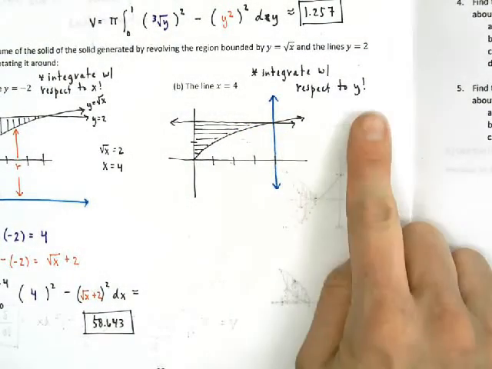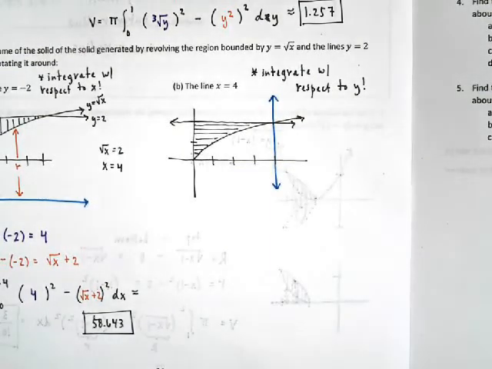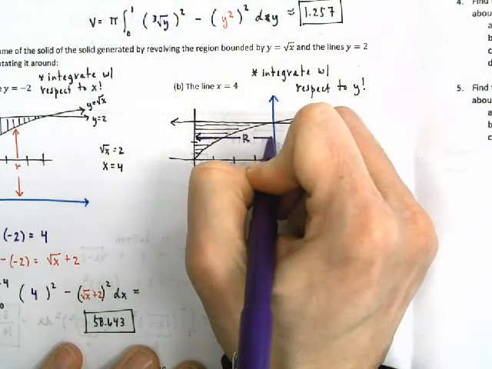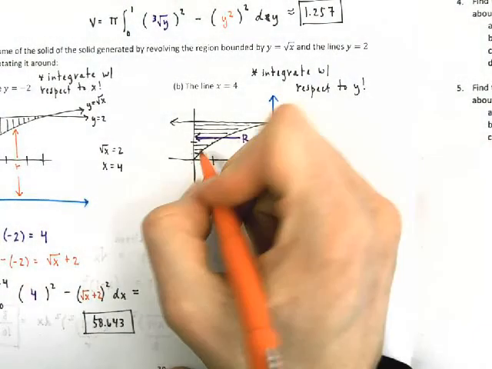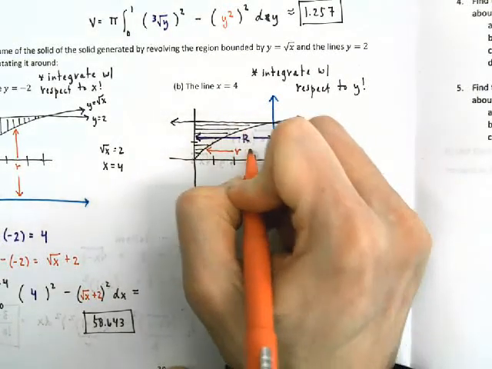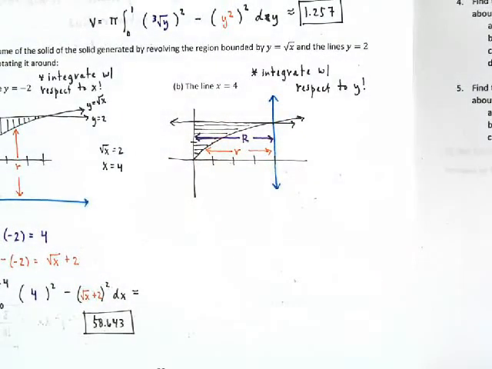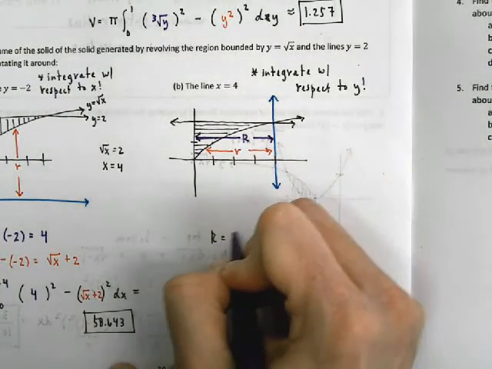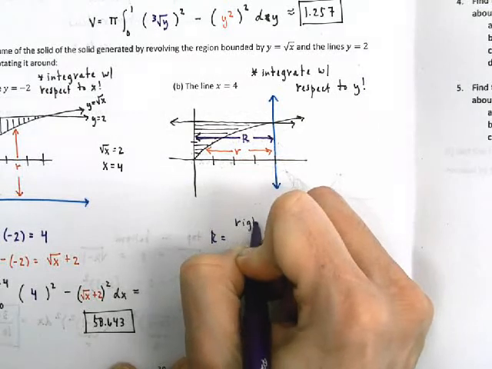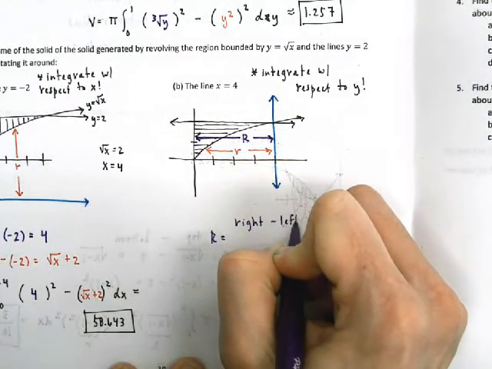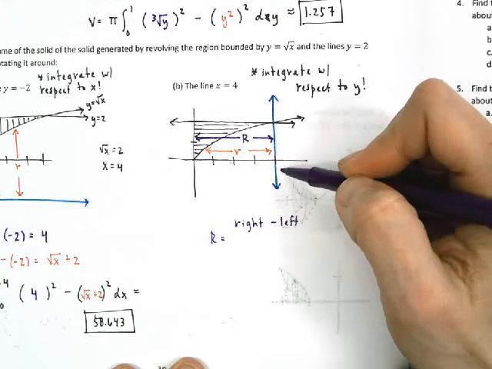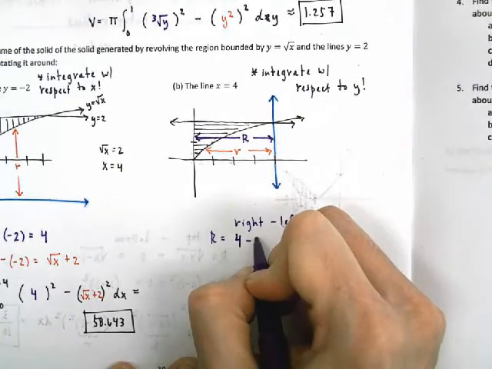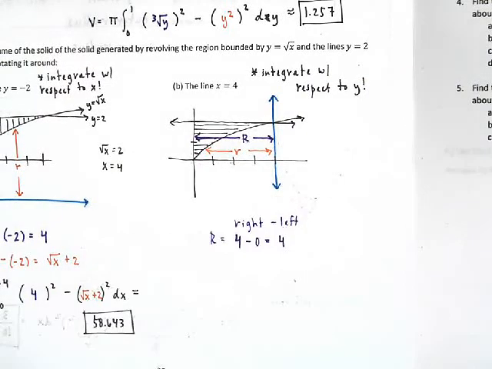So now, if I'm integrating with respect to y, I know my radii are going to go from right to left. So here's my big R. And then again, my little r just accounts for that negative space in between my region and the axis that I'm revolving about. So I'm going to make a note here: we're going to be right to left. So for my big R, my right is 4. My left is just the y-axis, so that's minus 0. So my big R is 4.